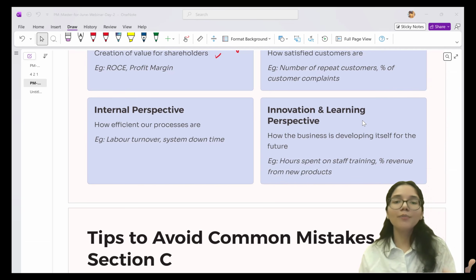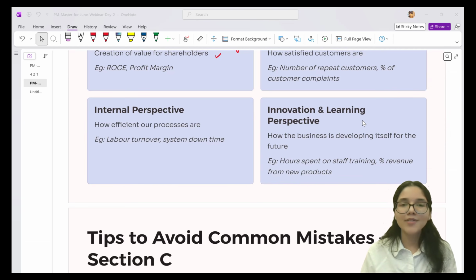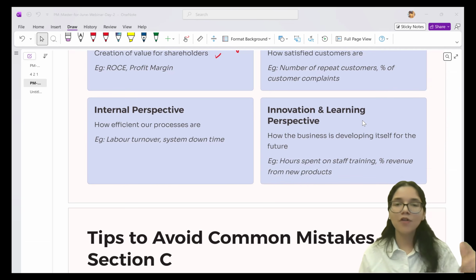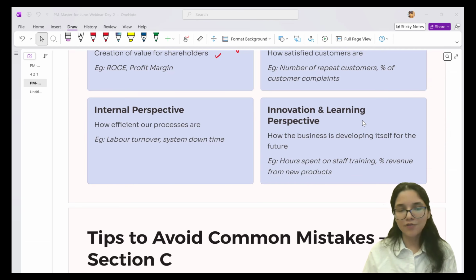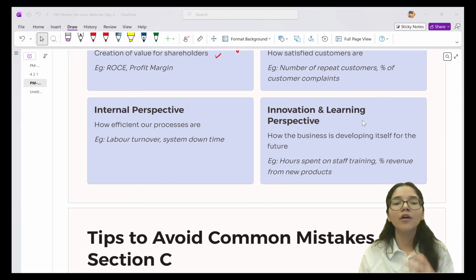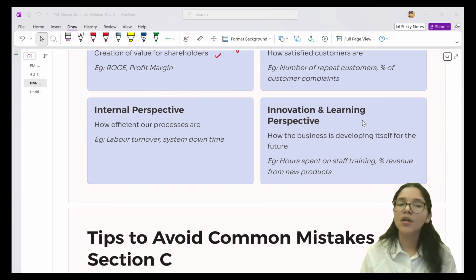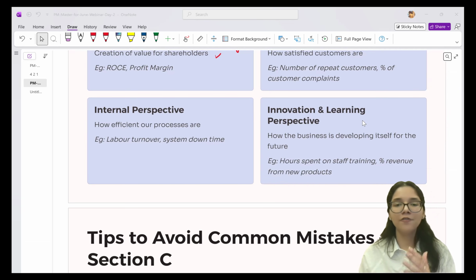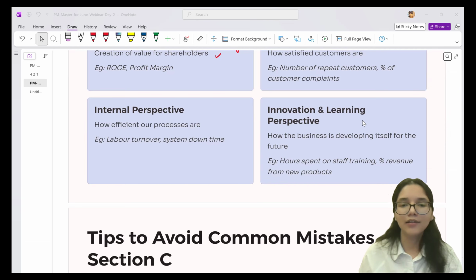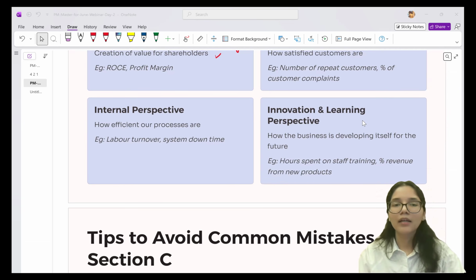So if they want to measure their innovation and learning perspective at Apple, at Microsoft, at Google, what will they do? They will see what percentage of the revenue came from new products. If that percentage is increasing, that means your organization is doing a good job at innovation. So these are the 4 different perspectives that are covered under the balanced scorecard. Are you all with me till here? Yes, do you all follow?